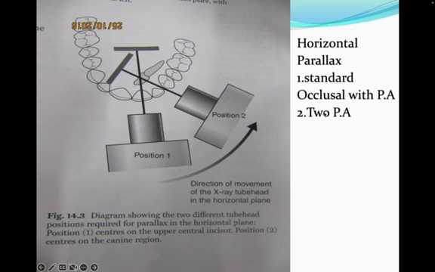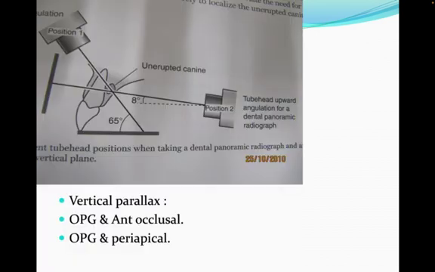You take the first one, you do the shift of the tube, and you take the second one, or you can take anterior occlusal and periapical. Both of them have a kind of shift in the horizontal dimension. The other option is to do a shift in the vertical dimension. So you take an X-ray and then you repeat it with the cone moving upward.